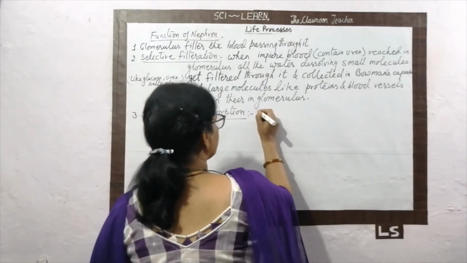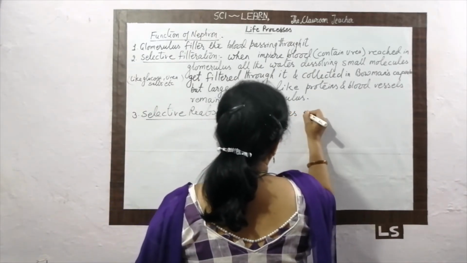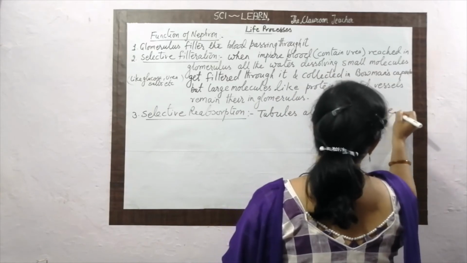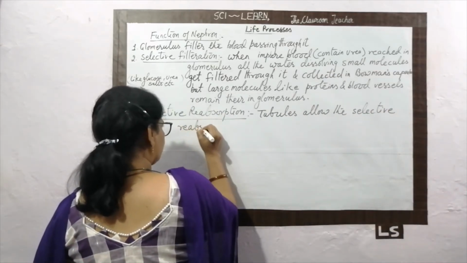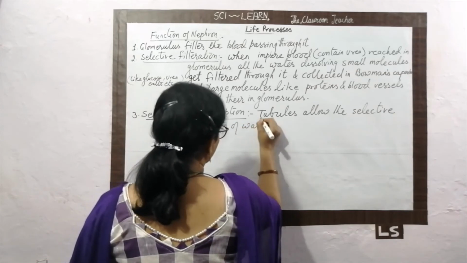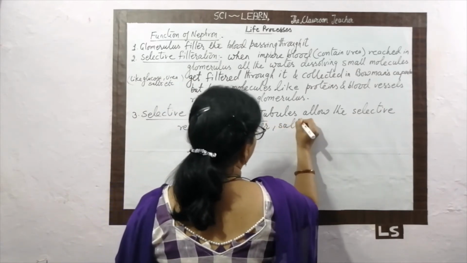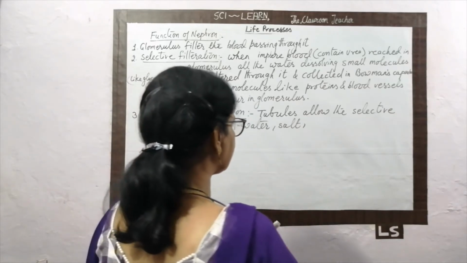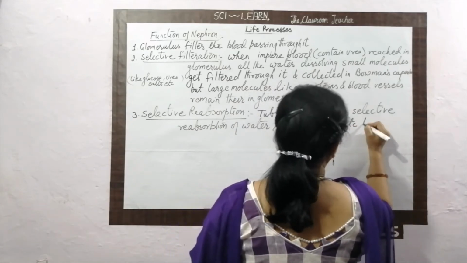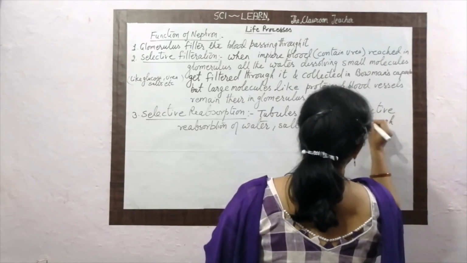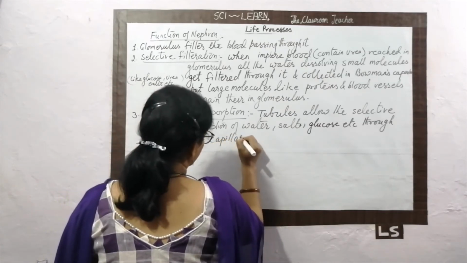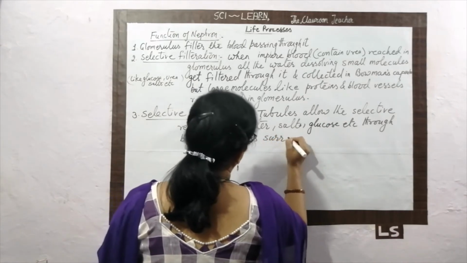What happens here? Tubules allow the selective reabsorption of water, salt, minerals, glucose, amino acids, etc. through blood capillaries surrounding it.